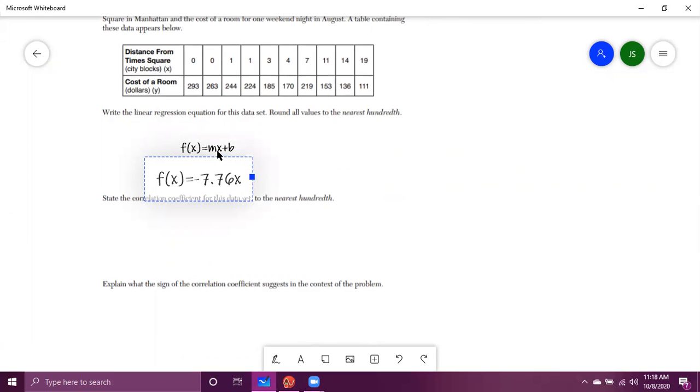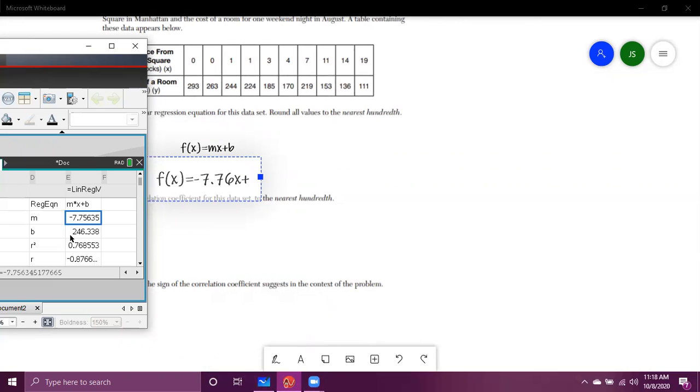And don't forget to put your X there, because that's your inputs, plus B. Now I have to look for the B, and my calculator gives me that as well. So here, and again, I'm rounding to the nearest 100, so I look at that 3, which is in the hundreds place. I look to the number to the right of it, and I have to round up. So instead of a 33, it will be a 34.